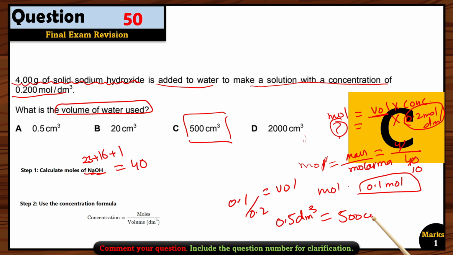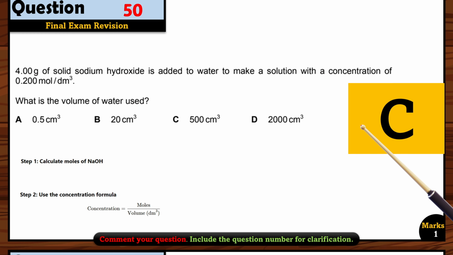So it will be 500 centimeter cube. You see, we are using the same moles formula, but first we are using the concentration one. Then we have to find which things are missing. Then you can use another mole formula, find the missing parts, and use them in the first formula.